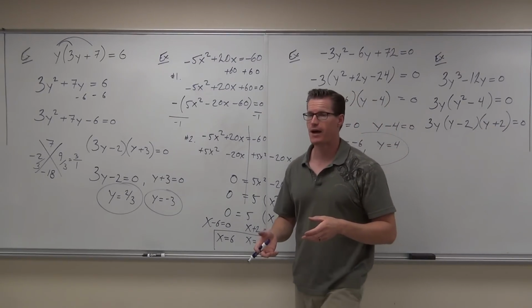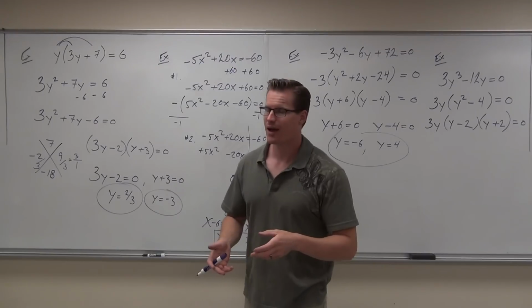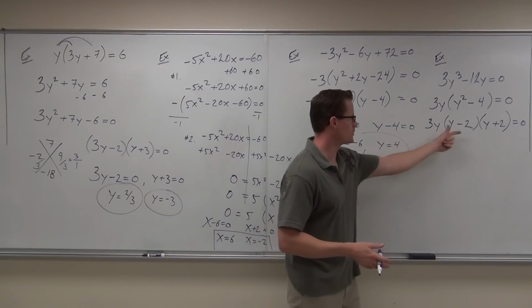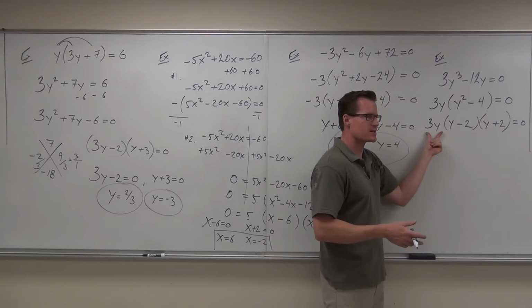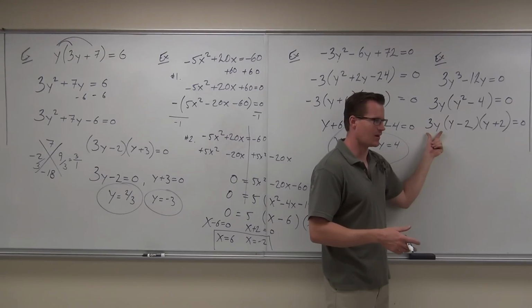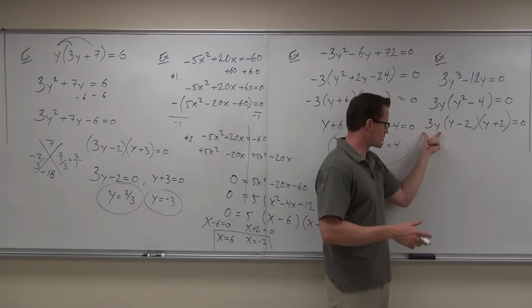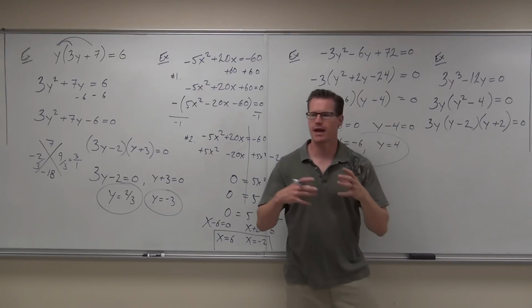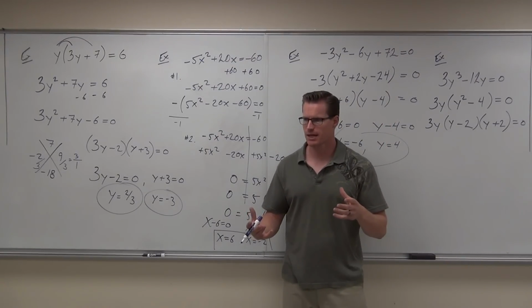Now, how many factors do we have? 3. Technically, you have 4: 1, 2, 3, 4. But you're just going to group that together. That 3 really isn't going to do a whole lot, but you can group it with this. Consider that to be 1 factor, 2 factors, 3 factors. Every factor that has a y, you set equal to 0.